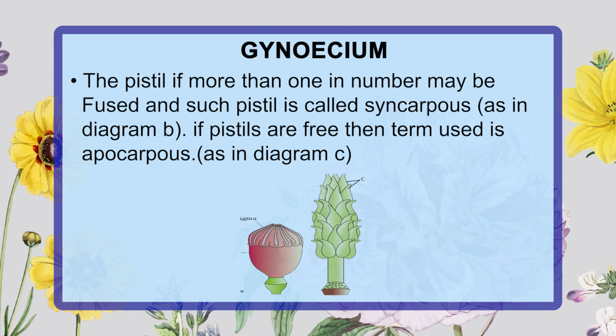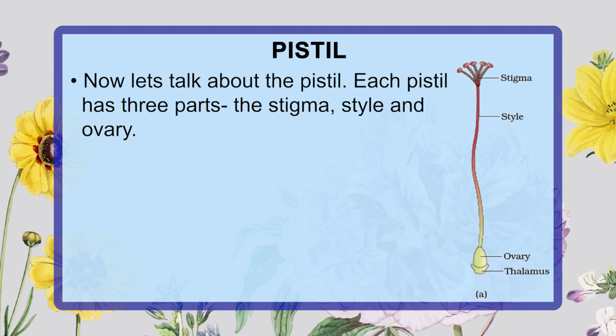The pistil, if more than one in number, may be fused, and such pistil is called syncarpous, as in diagram B. If pistils are free, then the term used is apocarpous, as in diagram C. Now, let us talk about the pistil. Each pistil has three parts: the stigma, style and ovary.